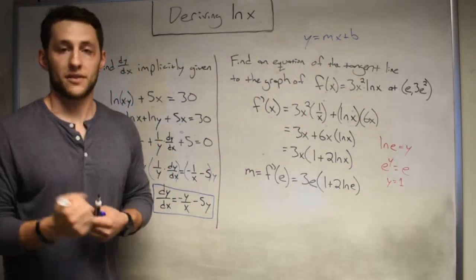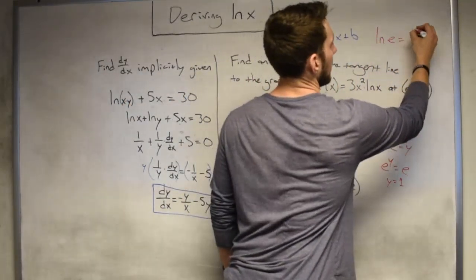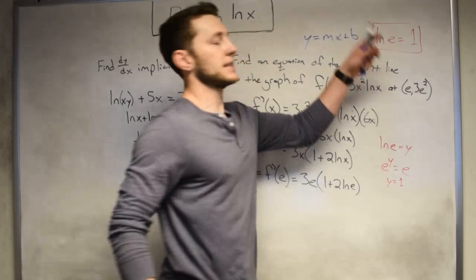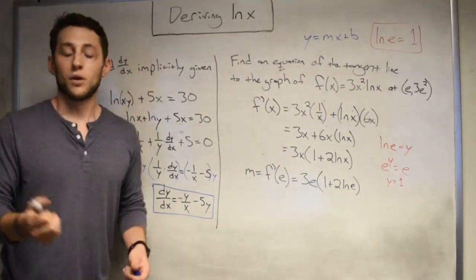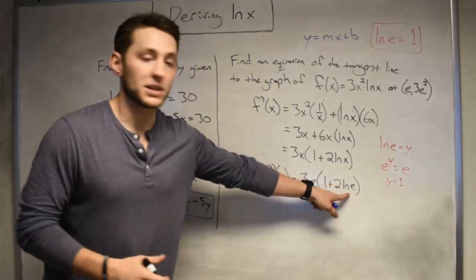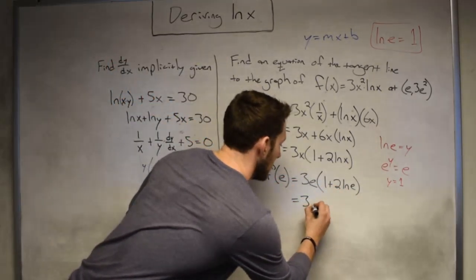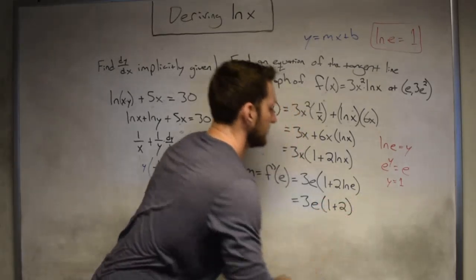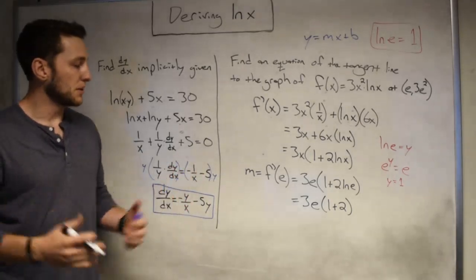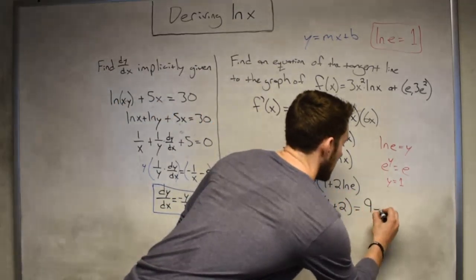So we actually just discovered something. The natural log of e, the shortcut to that always just equals 1. Therefore, the reason we're doing this is because now I can just sub in a 1 right here. Equals 3e times 1 plus 2 times 1. Well, 2 plus 1, that better be 3. So ultimately, our slope is 9 times e.